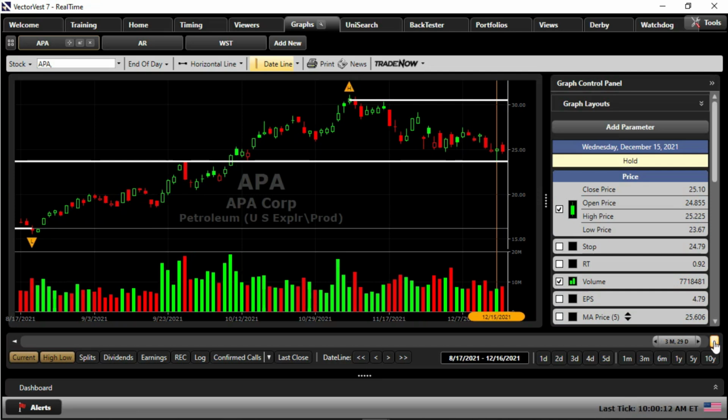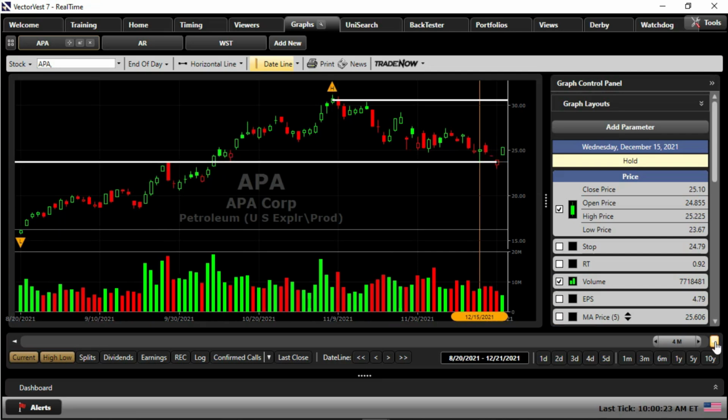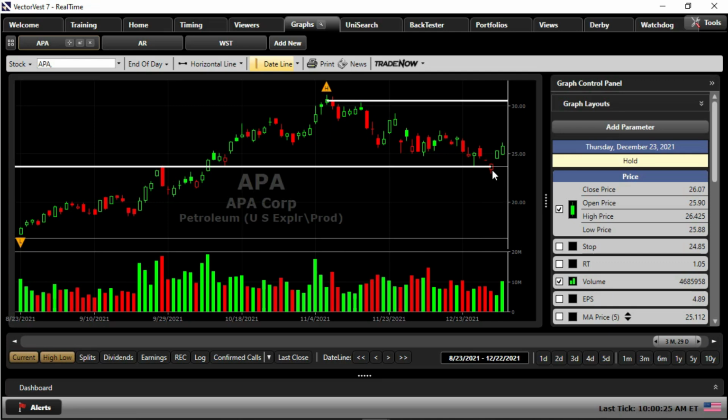So if we move forward the next day, what happens? All right, we really didn't get that retracement just yet. We got another retest of that zone. It landed right in the zone again, and there you go. There's your retest, and there's your retracement on high volume, by the way, off of that support zone.